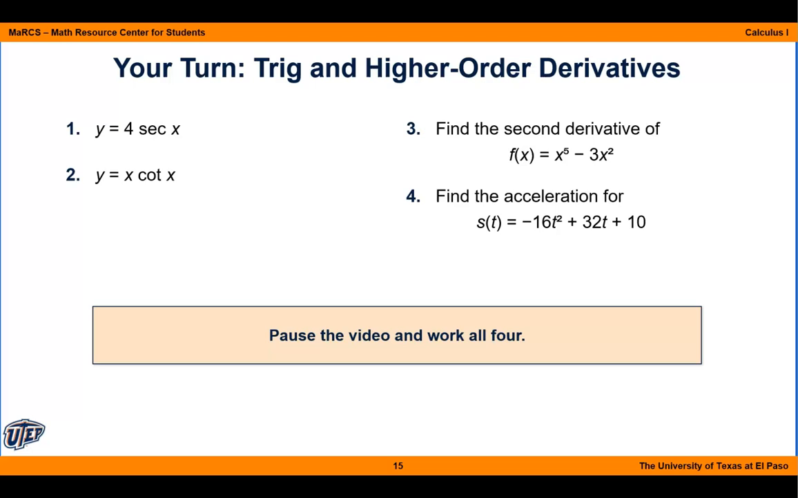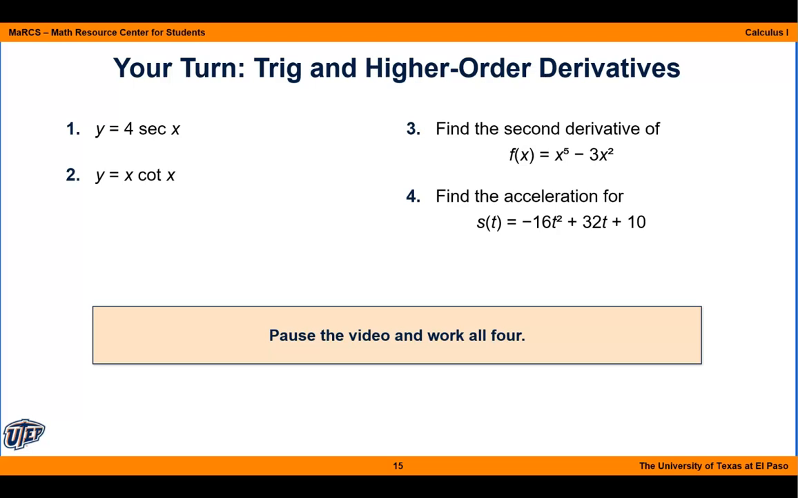Now it's your turn to practice the new trigonometric derivatives and higher order derivatives. For problem 1, use d/dx of secant x equal to secant x times tan x. For problem 2, combine the product rule with d/dx of cotangent x equal to negative cosecant squared x. For problem 3, differentiate the polynomial twice. And for problem 4, differentiate the position function twice to find acceleration. Pause the video now and work all 4 problems. Then continue when you are ready to check your answers.